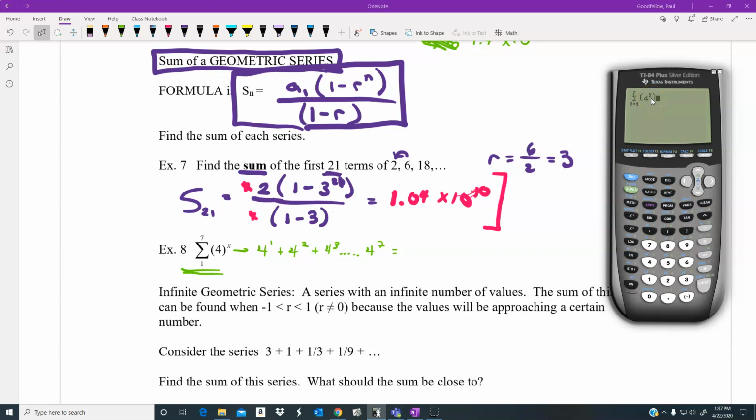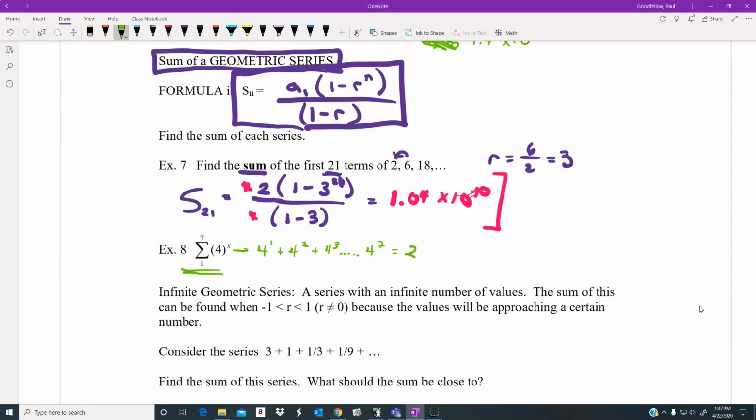The summation should have its own set of parentheses. And that answer turns out to be 21,844. See if you can recreate that and give it your own deal.